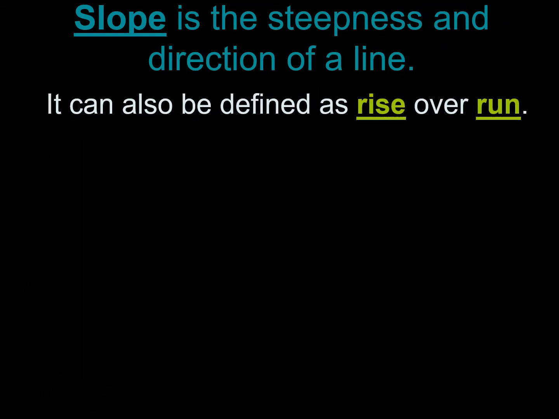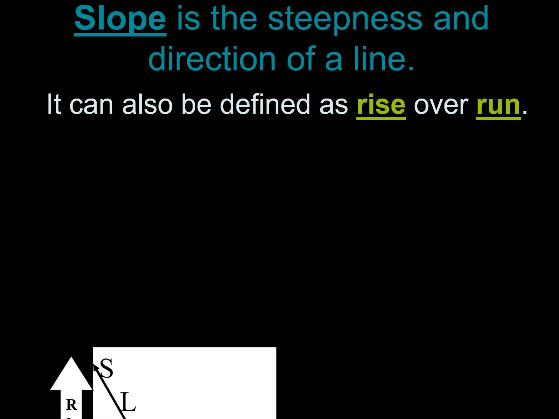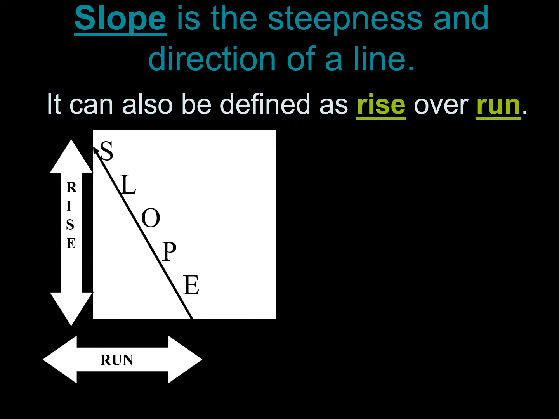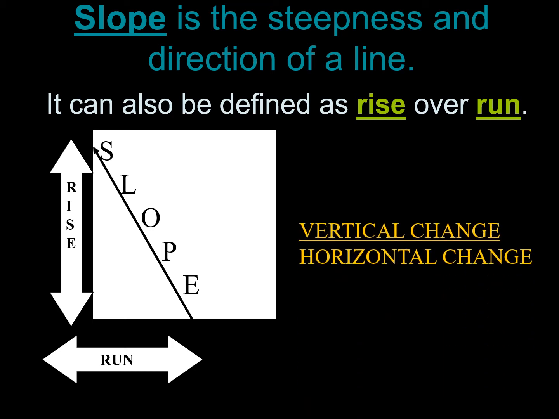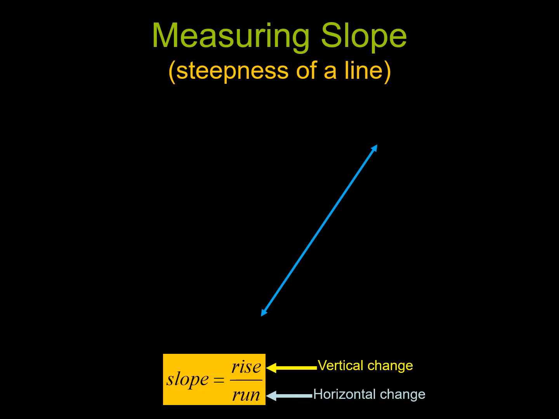Remember that we refer to it as rise over run. And so on a graph, or if you have a line, you're calculating that rise in the upward or downward direction, and then that run in the left or right direction. And we usually write that as a fraction of rise over run, or the vertical change over the horizontal change.